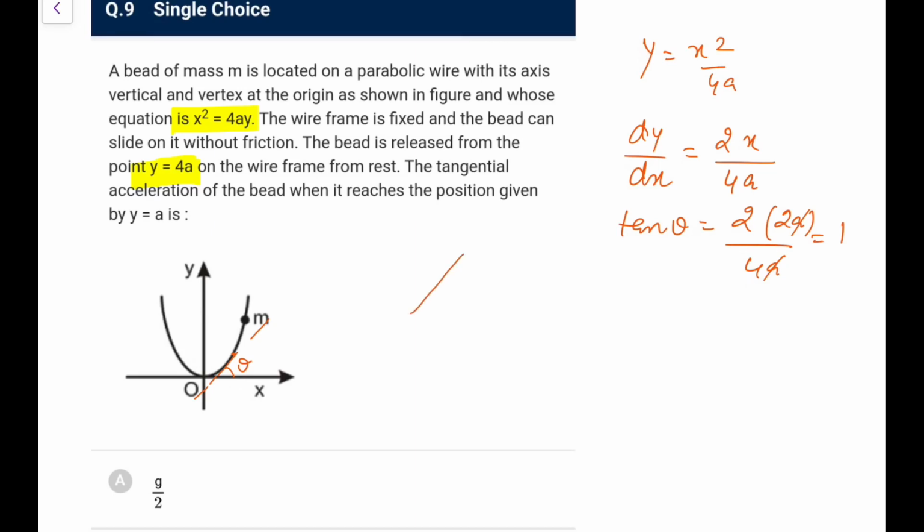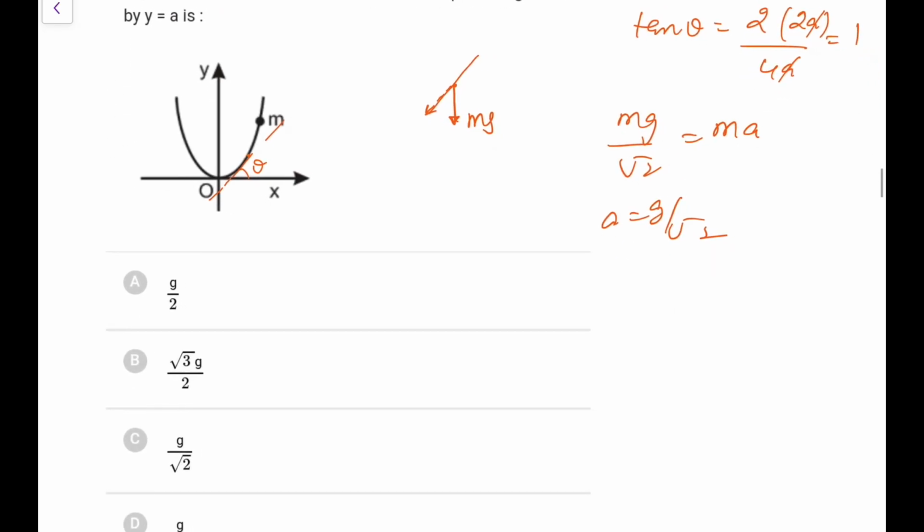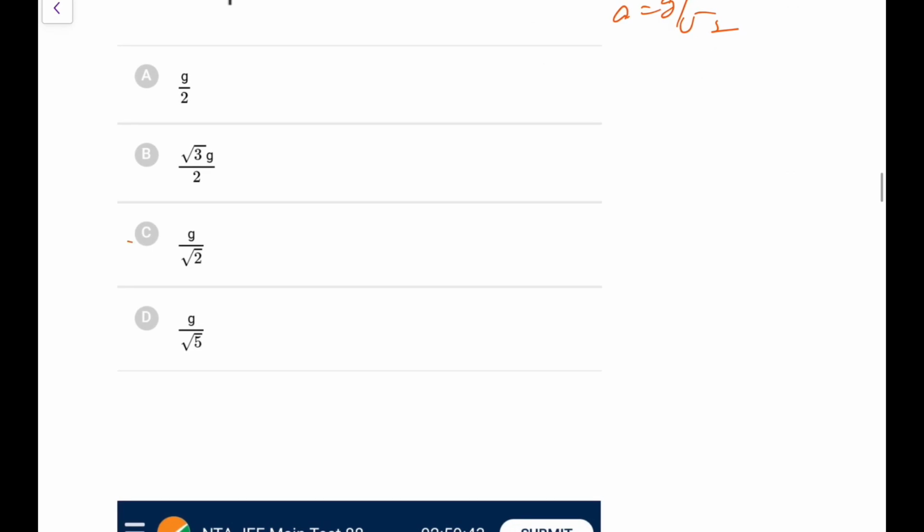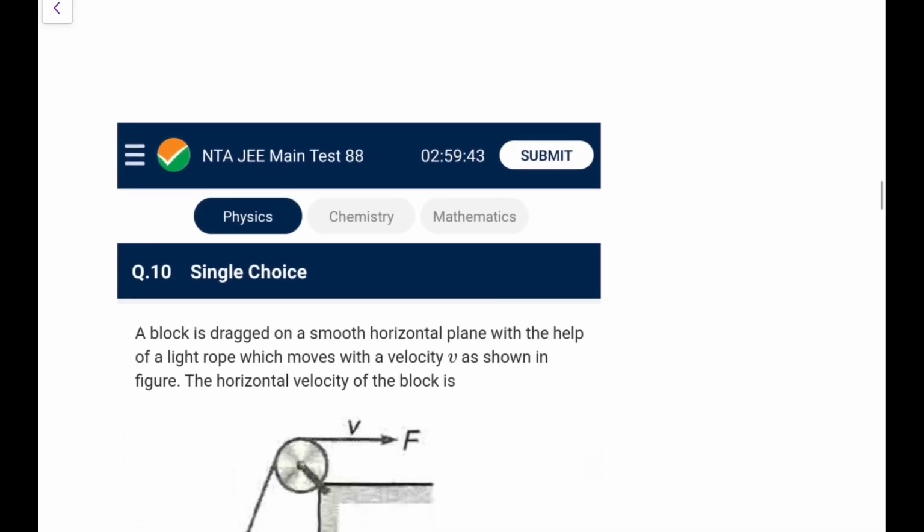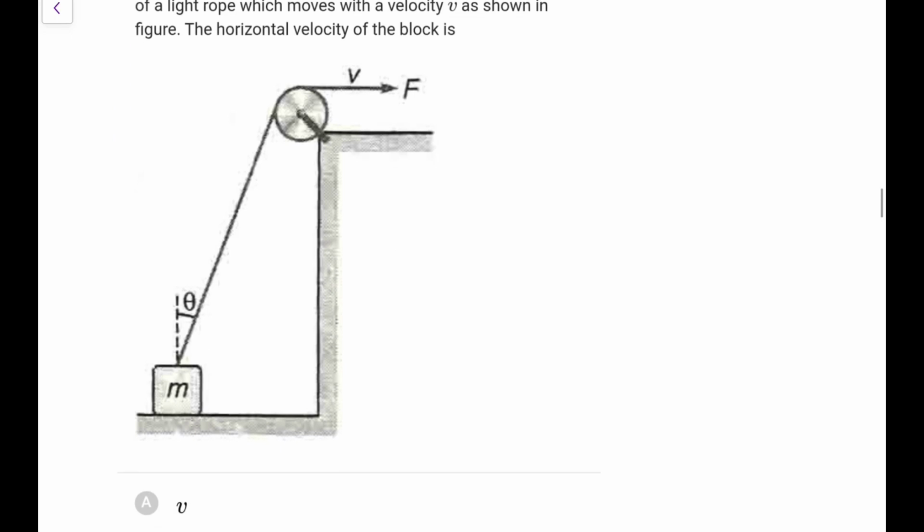So if you draw this, say this is an inclined thing, this is mg, so the component of mg there will produce the tangential acceleration, and theta is 45, so it would be mg by root 2 equal to ma, so that acceleration is going to be g by root 2, so no doubt in it. Go for option C for this case. So this is a question, just simply apply the tangent slope.